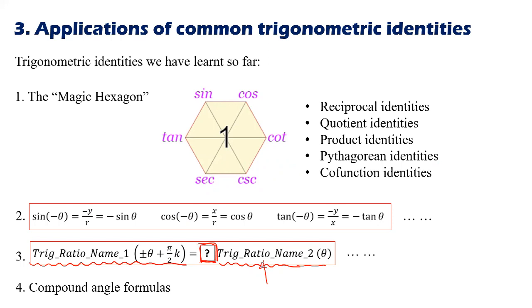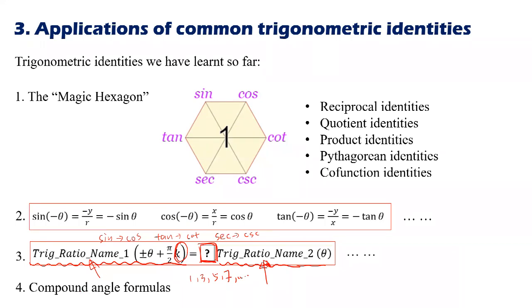So first of all, the new name of the trigonometric ratio is determined by looking at the k here, right? If k is an odd number, we need to change the name to the cofunction of the first name, right? So for example, if k is an odd number, 1, 3, 5, 7, etc., and if you have a sine, you need to change it to cosine. And tangent needs to be changed to cotangent. And secant needs to be changed to cosecant, right?